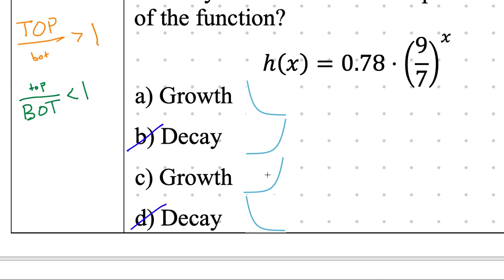Now, which of these is a function that looks like growth? Well, as I go from the left to the right, am I getting bigger or smaller? As I go left to the right, I'm getting smaller, so it's not A. As I go from the left to the right, I'm getting bigger, so the answer is C. All right, on to the back.